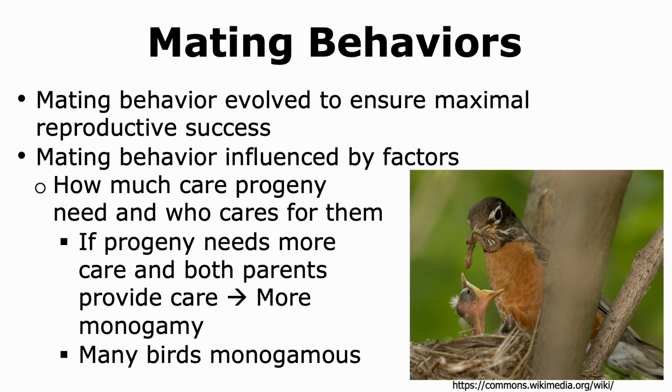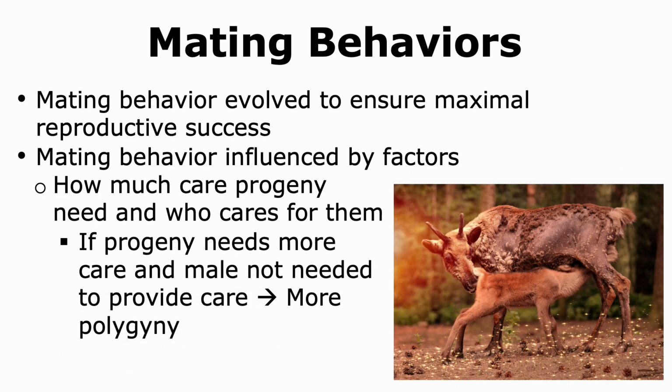This is observed in many birds where their progeny need a lot more care and both the mother and father hunt for food and provide food to that offspring. And hence, in the case of many birds, we are seeing monogamous behaviors. On the other hand, if the progeny does need more care, but the male is not needed to provide that care, then we observe that those animals show more polygyny. A perfect example is mammals. In the case of mammals, the mother provides milk to the offspring, which is needed for their growth and survival. Thus, the male does not provide much care, and hence mammals tend to show polygynous behaviors.